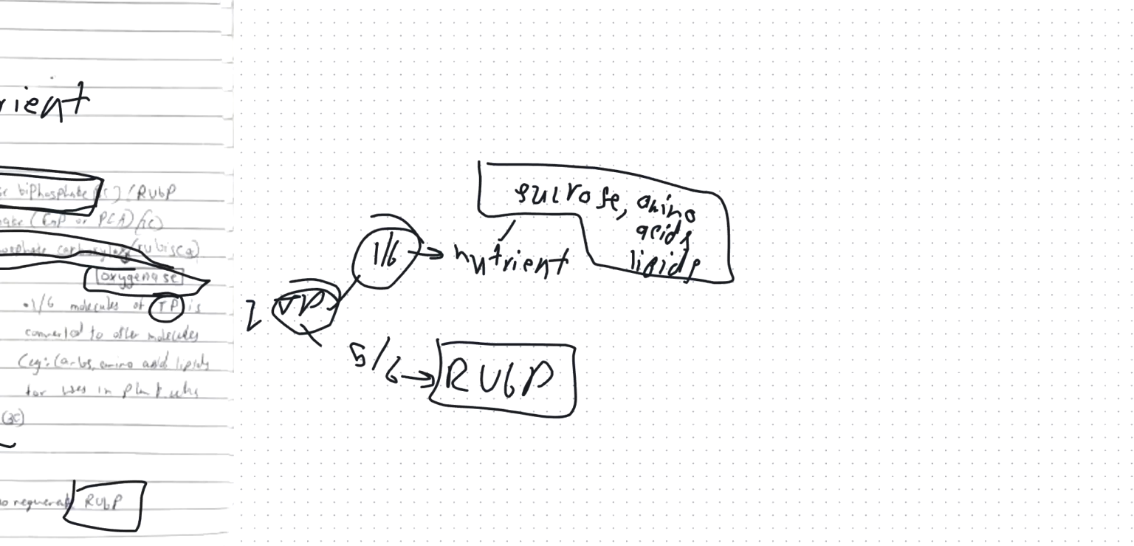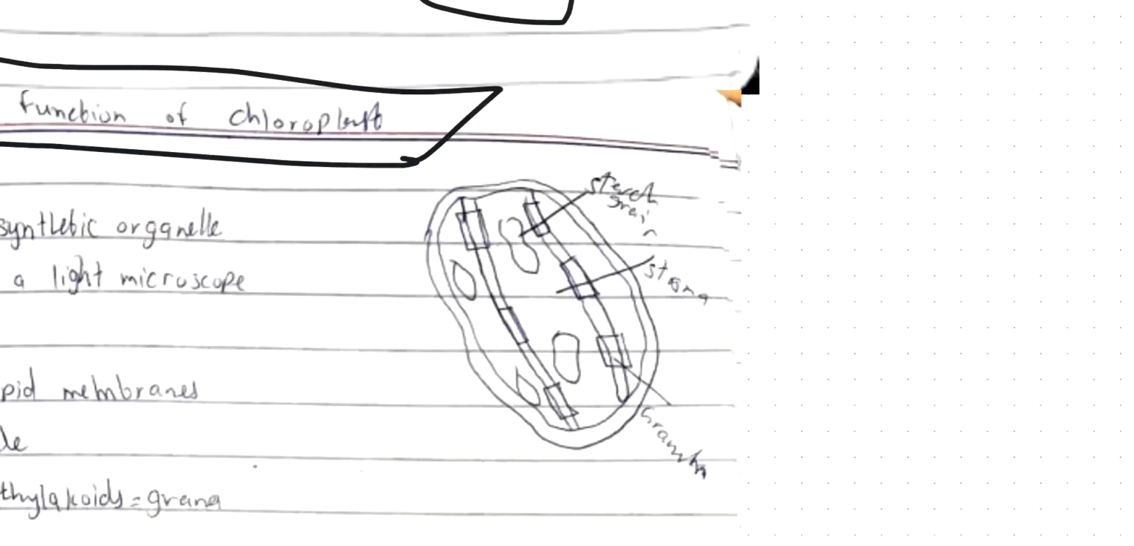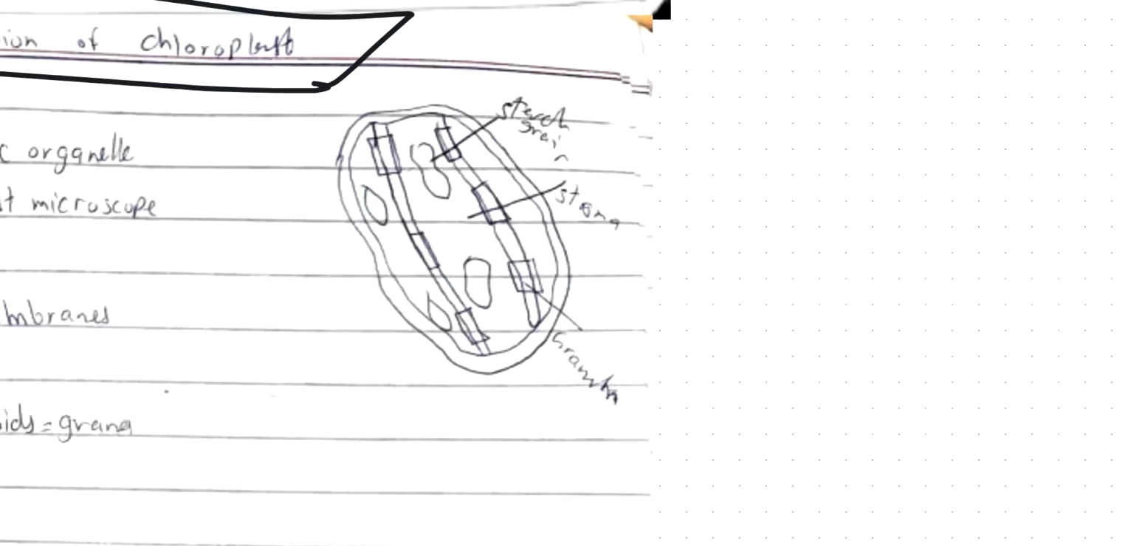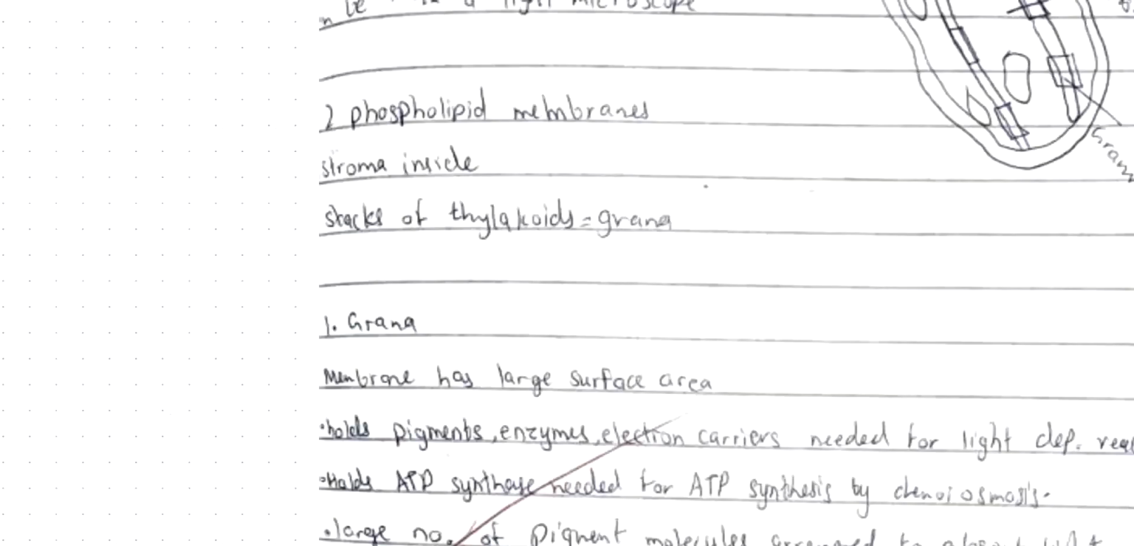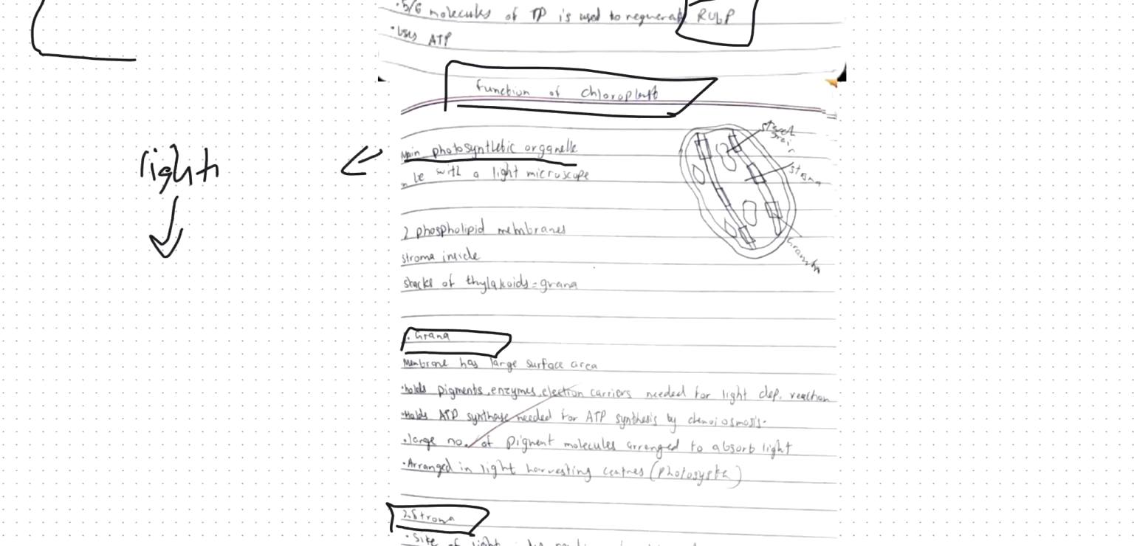Now, I want to explain the function and the anatomy of the chloroplast. So basically, this is the chloroplast, and it has two main things. It has something called the grana and something called the stroma. The chloroplast is the main photosynthetic organelle. It's where light energy is converted into ATP, and you also make nutrients.